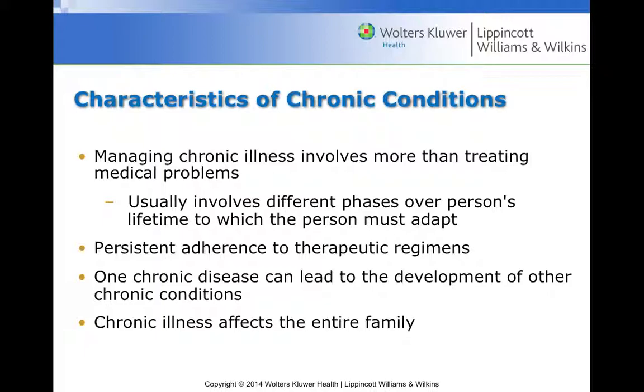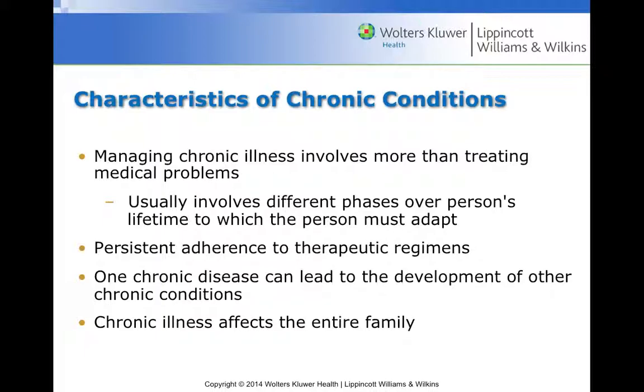Chronic conditions usually involve many different phases over the course of one person's lifetime. These can include acute periods, stable and unstable periods, flare-ups, and even remissions. Each phase brings its own set of physical, psychological, and social problems, and they each require their own regimen and type of treatment and management.